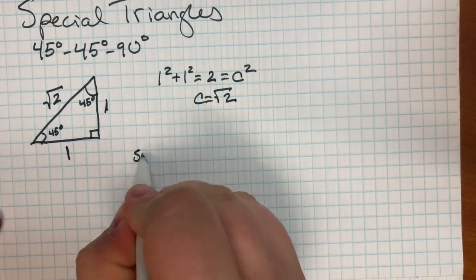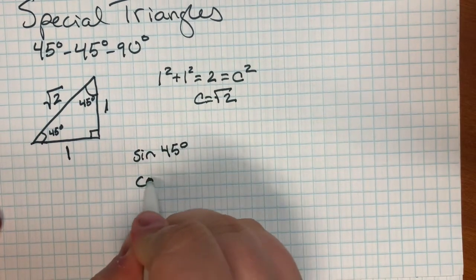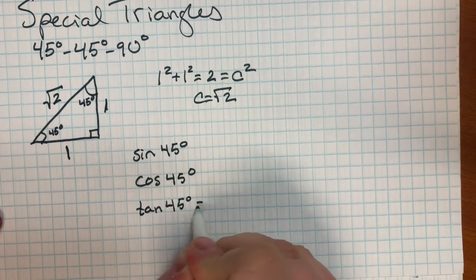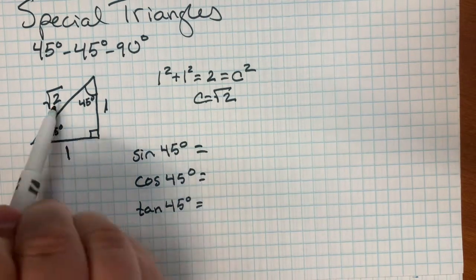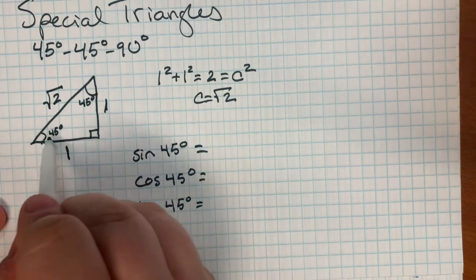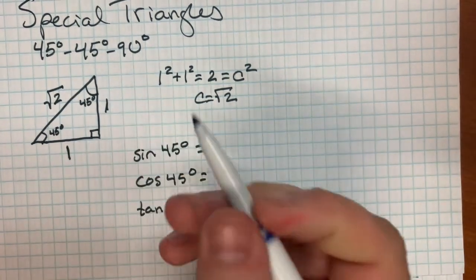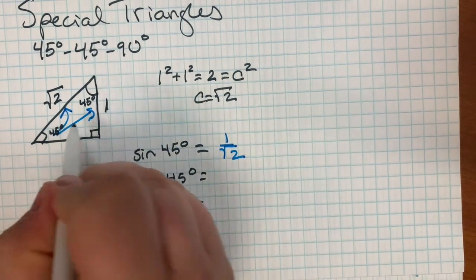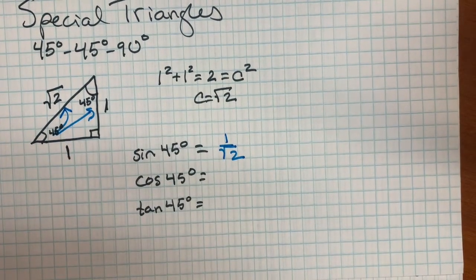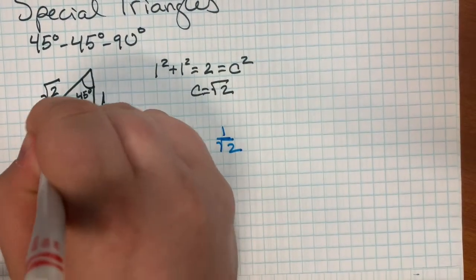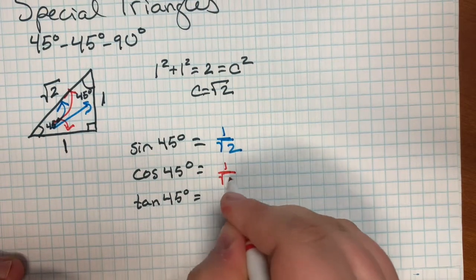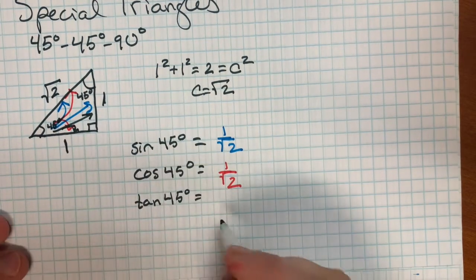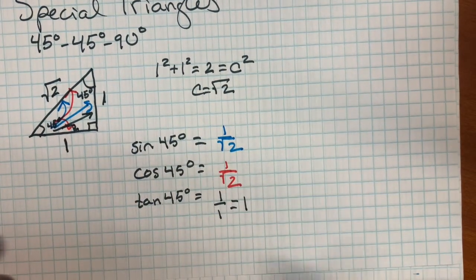So if it says find the sine of 45 degrees, the cosine of 45 degrees, and the tangent of 45 degrees, you need to draw your 1, 1, root 2 triangle. Sine, opposite over hypotenuse, 1 over root 2. Cosine, adjacent over hypotenuse, 1 over root 2. And tangent, opposite over adjacent, 1 over 1, or 1.